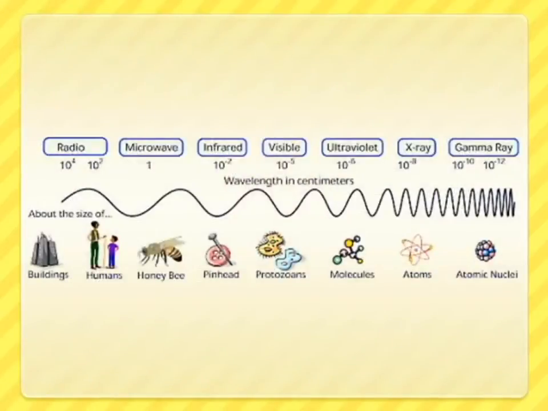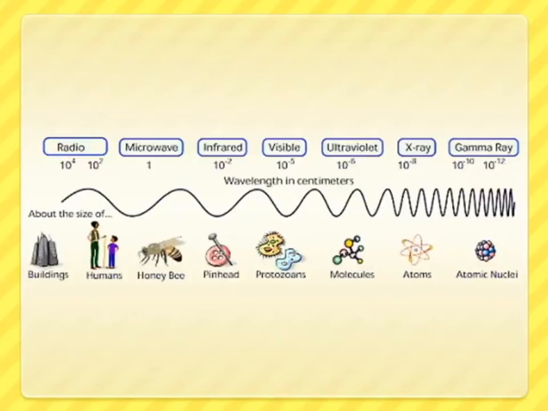Now, here's another version of the electromagnetic spectrum. Same kind of thing, only this time you have images at the bottom, and they give you a feel for really the size of that wavelength. If I look at a gamma ray, all the way over on the right, notice that that wavelength is the size of an atomic nuclei. And that's really, really small, guys.